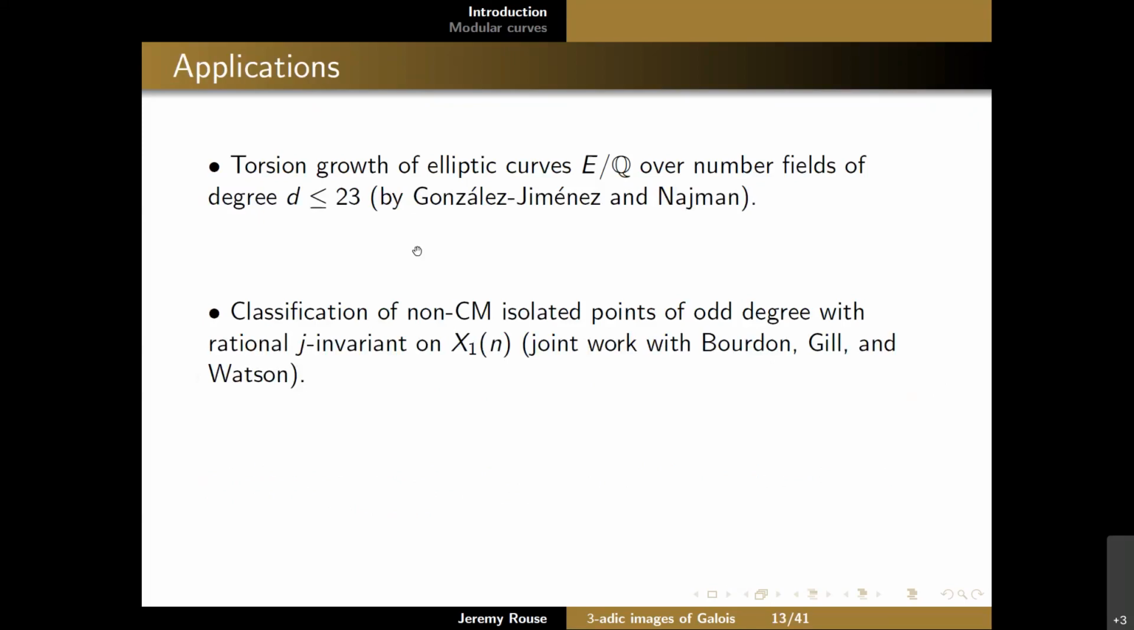There's work that I'm working on with Abby Rodon, David Gill, and Laurie Watson, where we classify the non-CM isolated points of odd degree with rational J invariant on X1(N). This is related to Bianca Vray's talk from Friday. We can say something about the CM points as well, but we have a complete classification of the non-CM points.